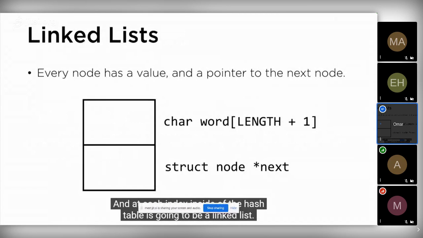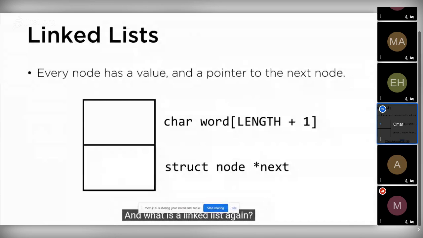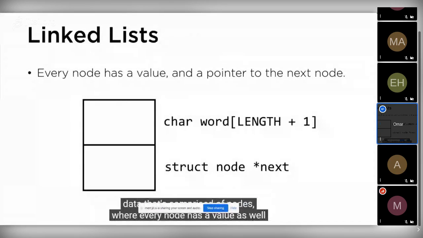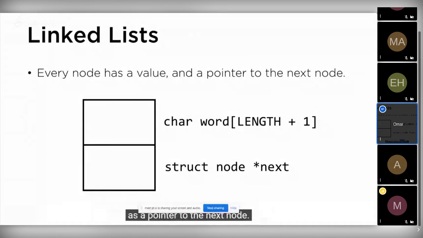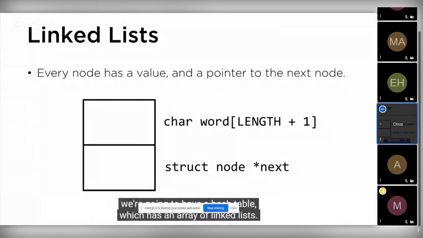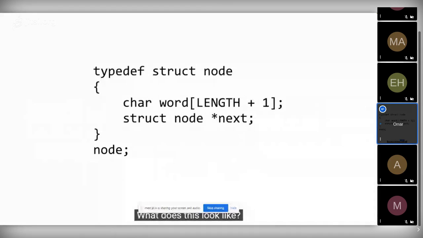And what is a linked list again? We'll recall that a linked list is data that's comprised of nodes, where every node has a value, as well as a pointer to the next node. So for example, in the case of our spell checker, we're going to have a hash table, which is an array of linked lists, and each of those linked list nodes is going to have a value, some place to store a word, which in this case is going to be a character array, which can store words up to the maximum length of any word, as well as a pointer to the next word. What does this look like? Well, if you look at the top of dictionary.c, you'll see the definition of a node here.